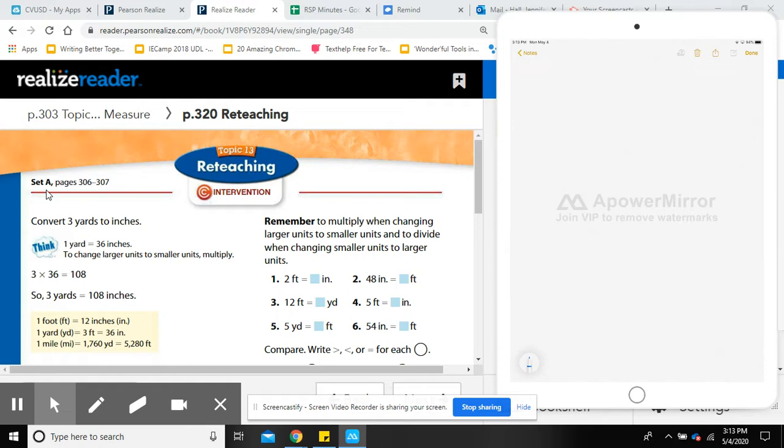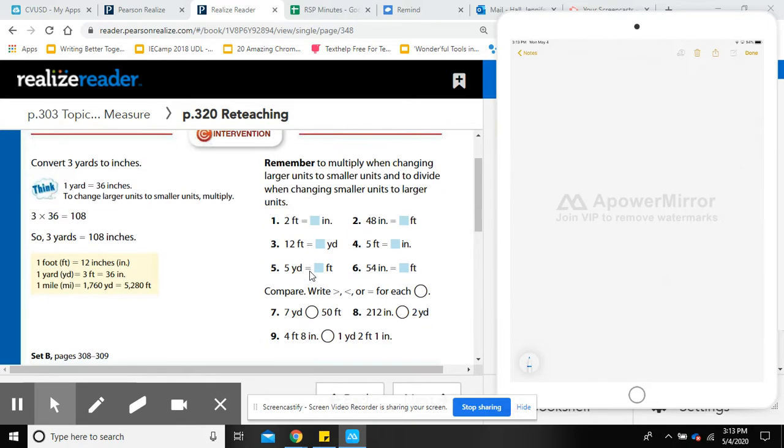So customary units are the units that we use here in the United States. They use a different type of unit in other countries, which we will talk about in a little bit. But let's go ahead and dive in. So we're going to do problems 1, 3, 5, 7, and 9 on set A. So they need us to convert different units into other units.